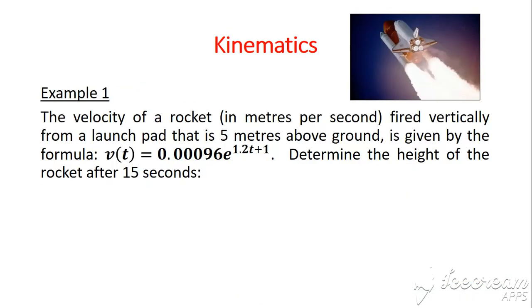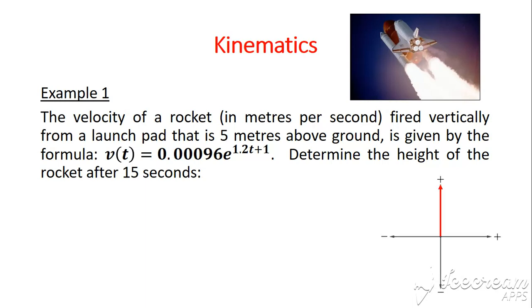All right, let's get into our example and show you how we use kinematics for integration. The velocity of a rocket in meters per second, which is fired vertically from a launch pad that is 5 meters above the ground, is given by the following formula. V(t), velocity, is equal to 0.00096 times e to the power of 1.2t plus 1. We need to determine the height of the rocket after 15 seconds.